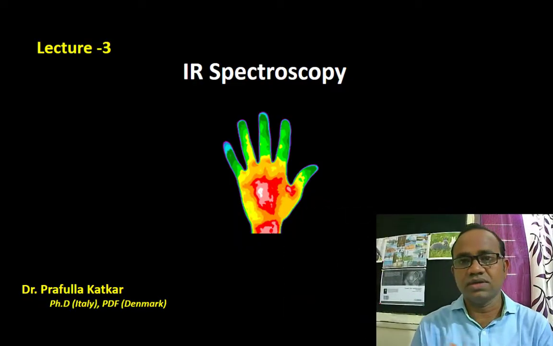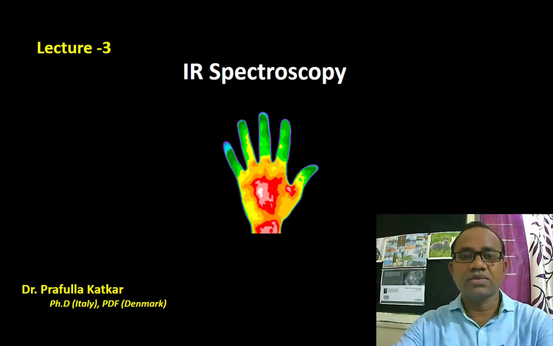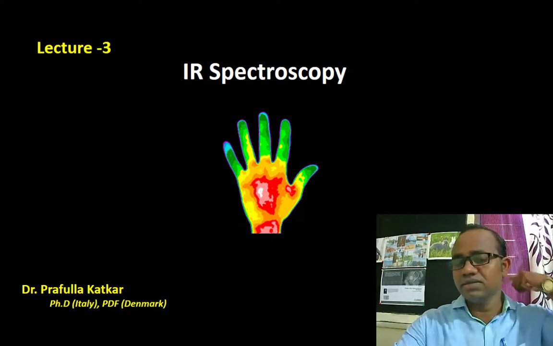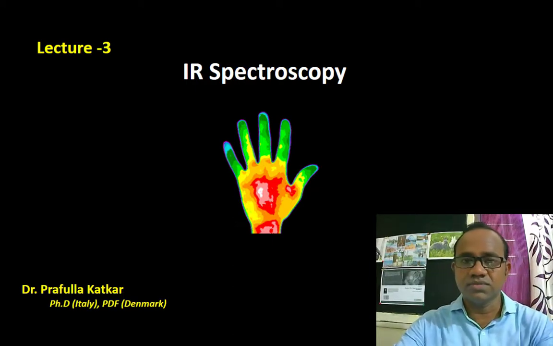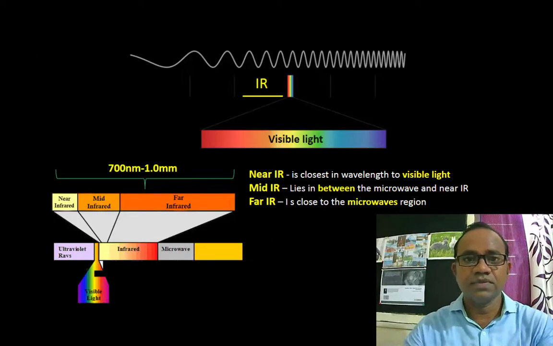GNC Microbiology online class. Today we'll discuss IR spectroscopy, that is infrared spectroscopy, which is a very versatile instrument used to analyze the different features of biomolecules.